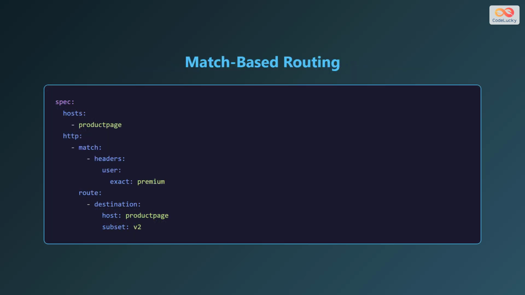Virtual services become even more powerful when you add matching conditions. In this example, we're routing traffic based on HTTP headers. When a request comes in with a user header set to the value premium, it gets routed to version 2 of the product page service. All other traffic follows different rules. This pattern is incredibly useful for implementing user-specific routing, such as sending beta users to new features.